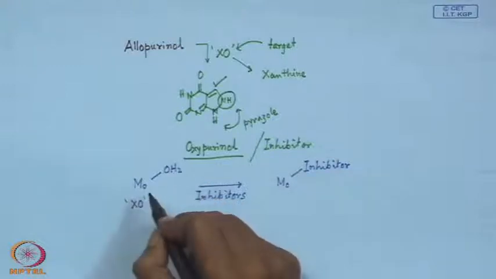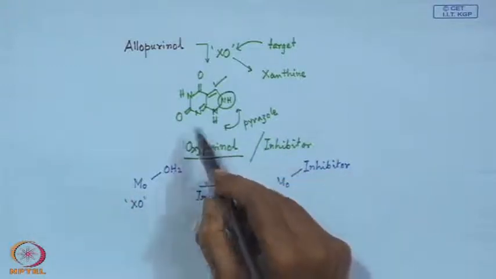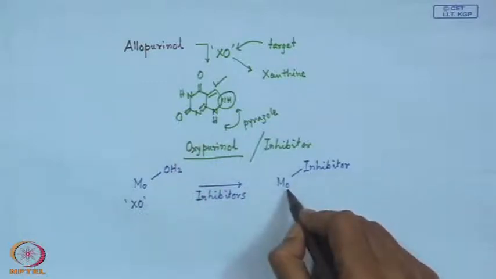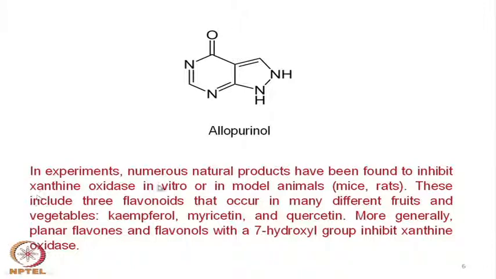So, the binding position: the nitrogens available on these molecules like allopurinol or oxypurinol go and bind to the molybdenum site. In other groups, in vitro studies or in model animals like mice and rats, several flavonoids, which come from different fruits and vegetables, such as kaempferol, myricetin and quercetin, have also been studied.